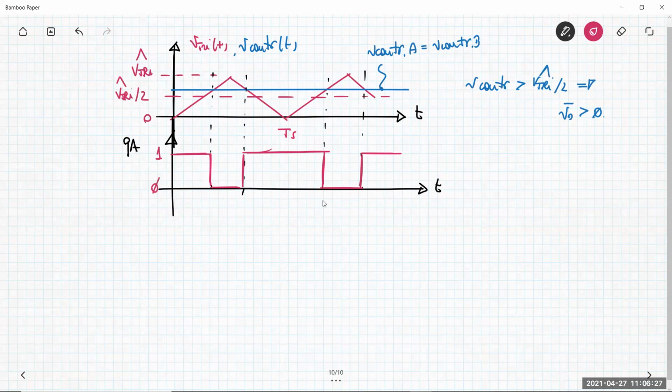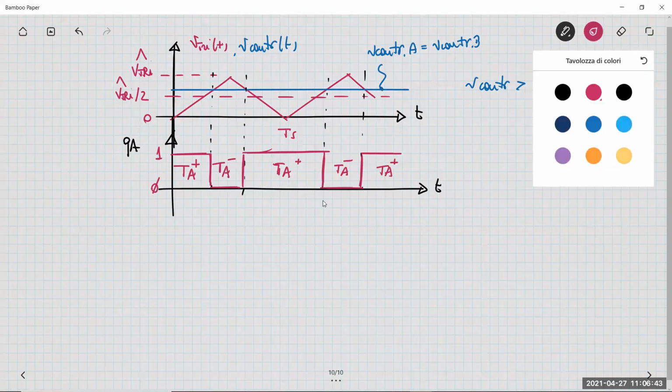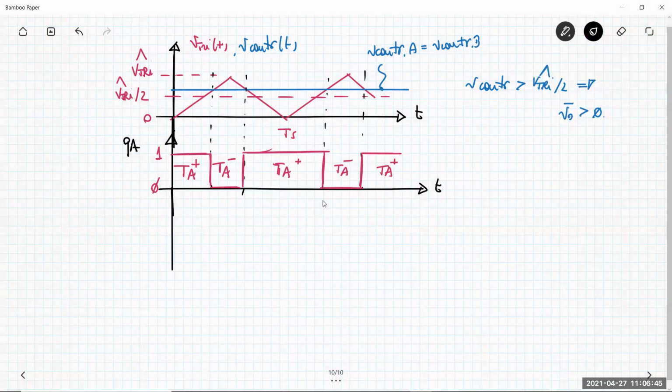Okay, what happens here? Here you have TA plus on. When it's 0, it means that TA minus is on. TA plus is on, etc. How can you generate the unitary switching function?